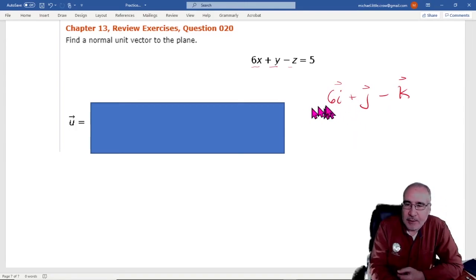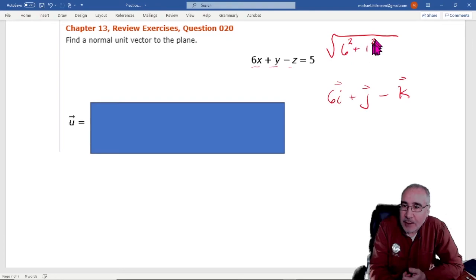To make this a unit vector, we have to divide by the magnitude. Remember, the magnitude is you take each component, square them, and add them together, then square root, from the Pythagorean theorem. So this squared plus this squared plus that squared. We get 6 squared plus 1 squared plus negative 1 squared. So it's going to be 36 plus 2, which is square root of 38. We're just going to leave it like that, so we divide each of these by square root of 38.